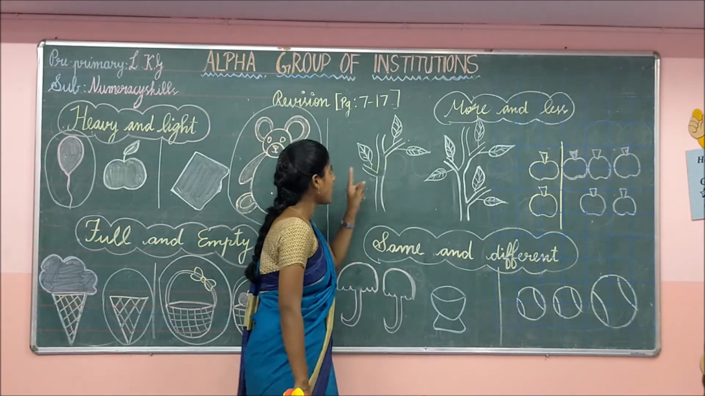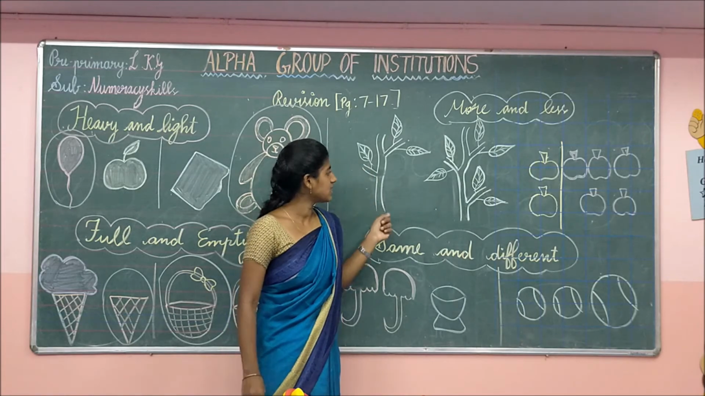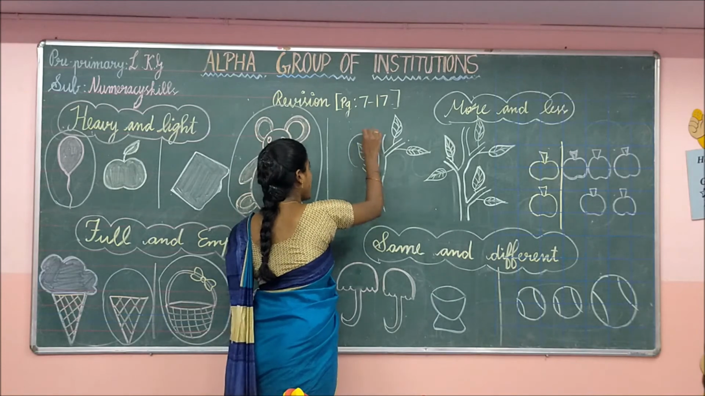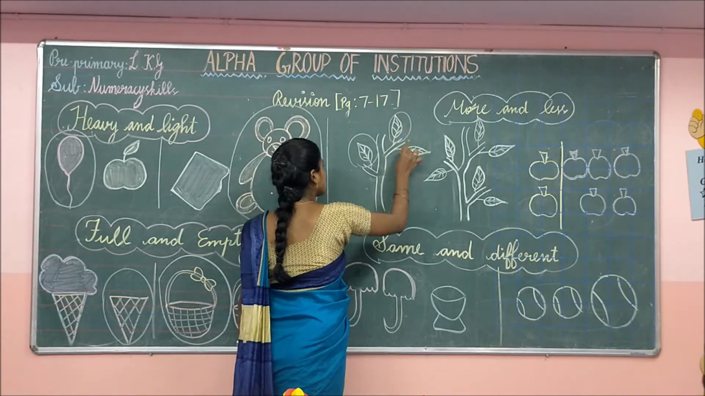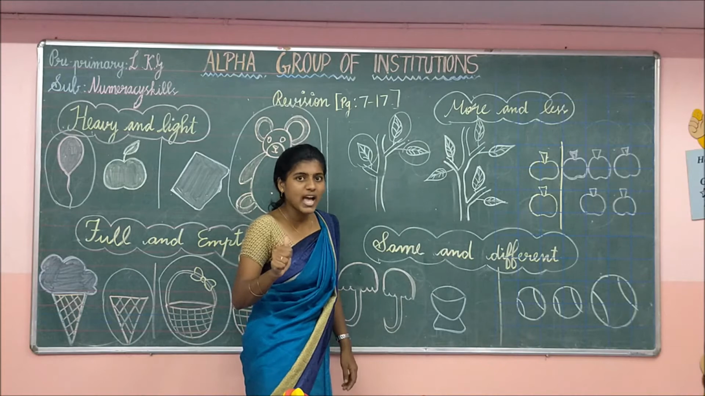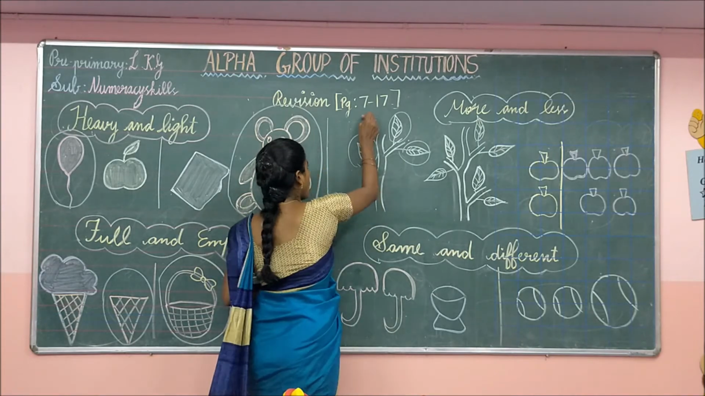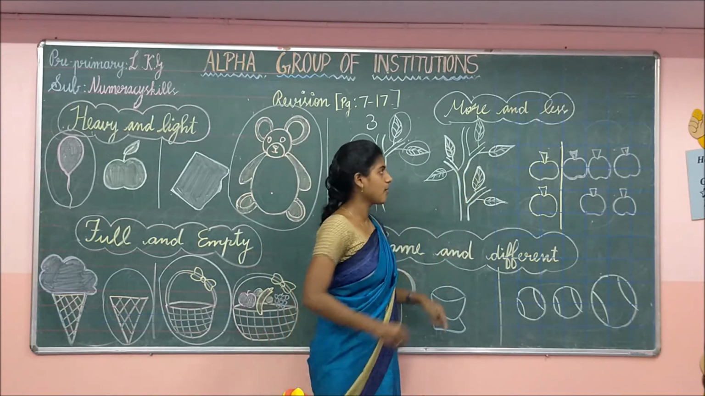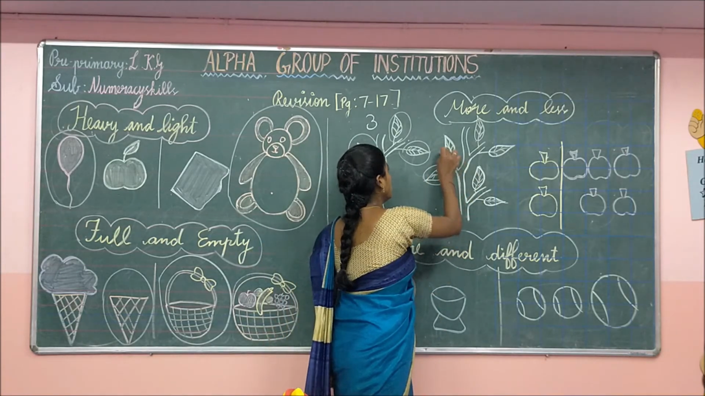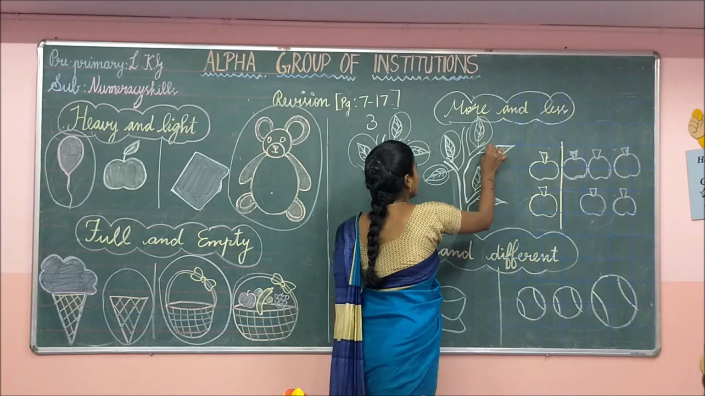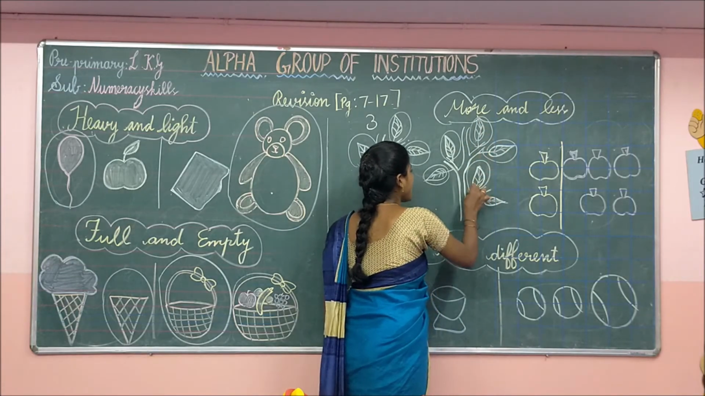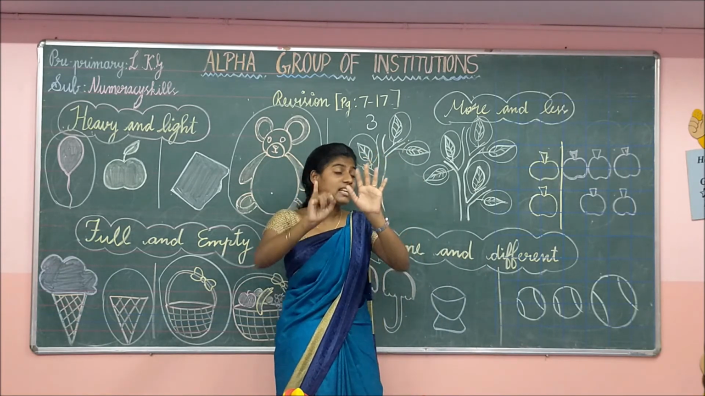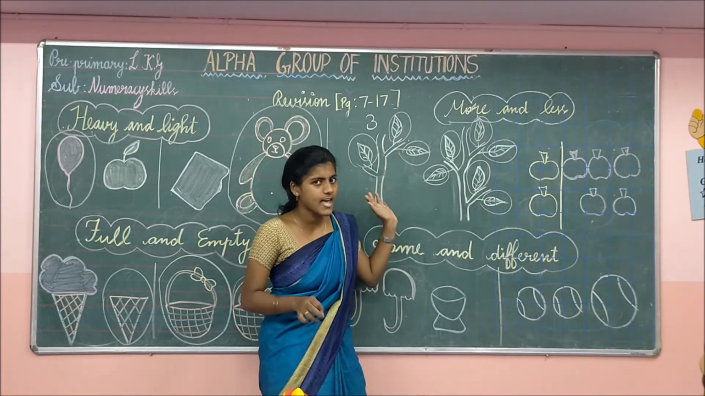Okay, children. Now we are going to count the leaves in the branches. Shall we count? 1, 2, 3. How many leaves we have? 3 leaves. Then shall we count here? 1, 2, 3, 4, 5 and 6. How many leaves we have? 6 leaves. Which is more and which is less?